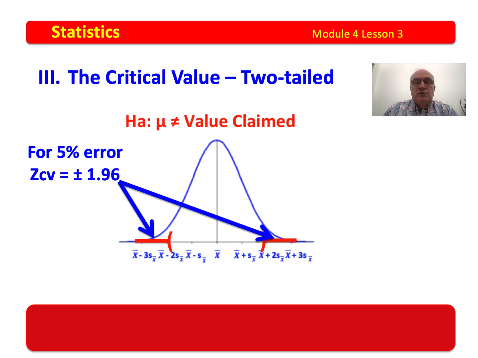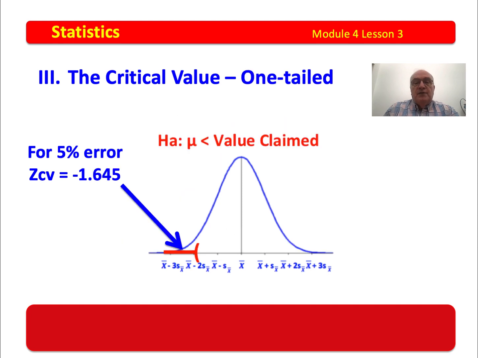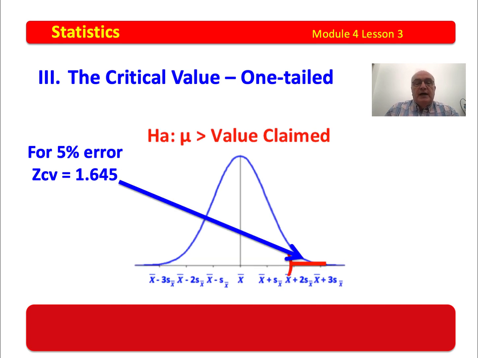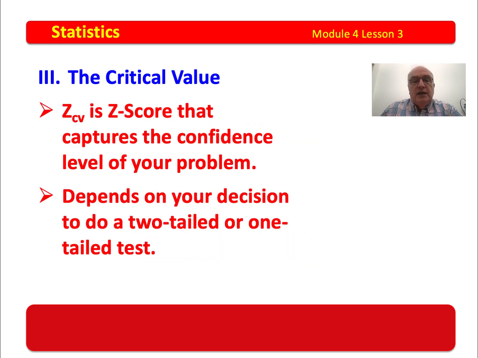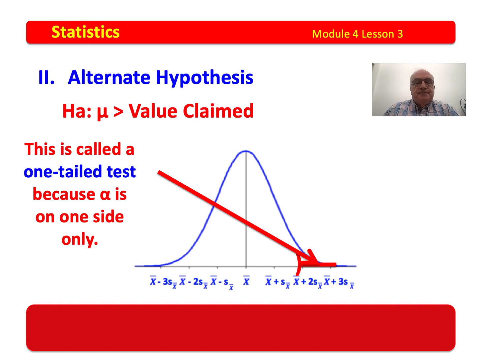Now, I want to show you that again. 5% on a two-tail, not equal to an alternate hypothesis, is 2.5% on each side. You have 2.5 on each side captured by negative 1.96 and positive 1.96. If it's mu less than a value, then your Z critical value is negative 1.645. And if it's mu greater than a value, it's 1.645. Now let me give you some guidance here.